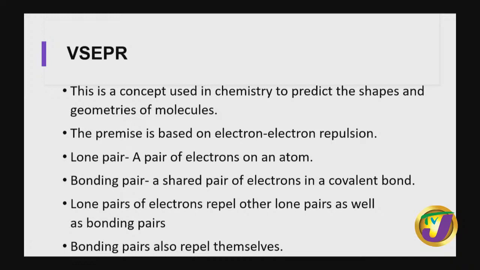A lone pair is simply a pair of electrons on an atom. What is a bonding pair? A bonding pair is a shared pair of electrons in a covalent bond. Now let's move to the board for you to clearly see what I mean by a lone pair versus a bonding pair.